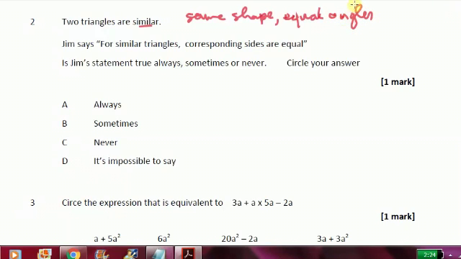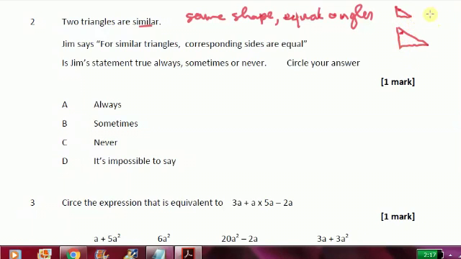So let's take an example of a triangle. Little triangle like that. You could have a bigger version of the same one, maybe an enlargement. Looks like that. Equal angles, but you can see that the corresponding sides are not equal. So in that case, it's not true what Jim says.